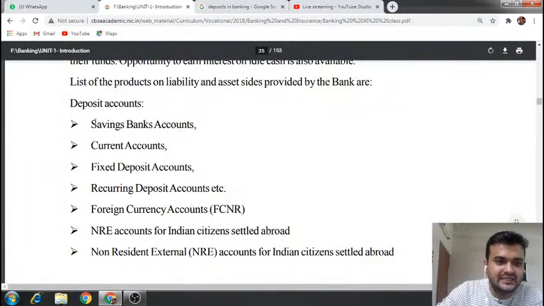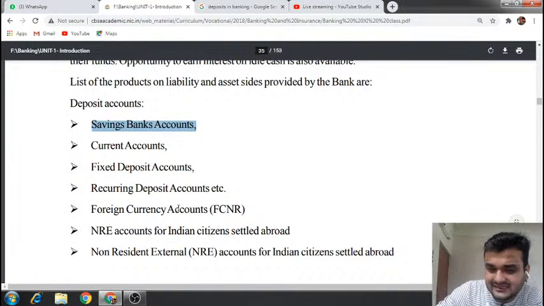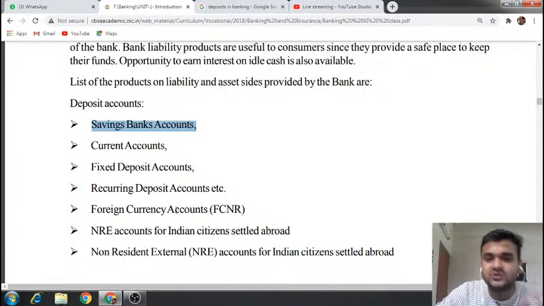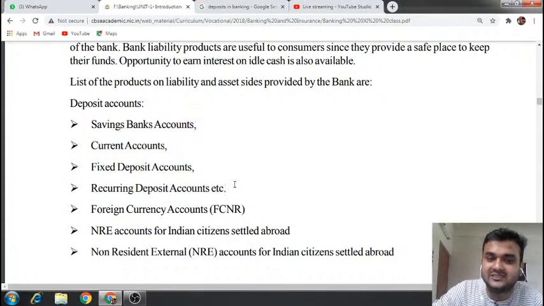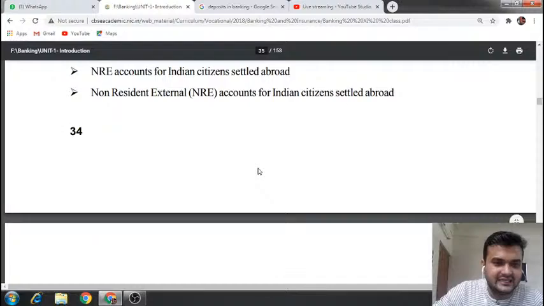Clear? So see here: savings, current, fixed, recurring. And apart from all these, there are many others which you do not need to know right now. The four basic deposit facilities are what you need to know, and that is very important. That is savings deposits, current deposits, fixed deposits, and recurring deposits. Okay.